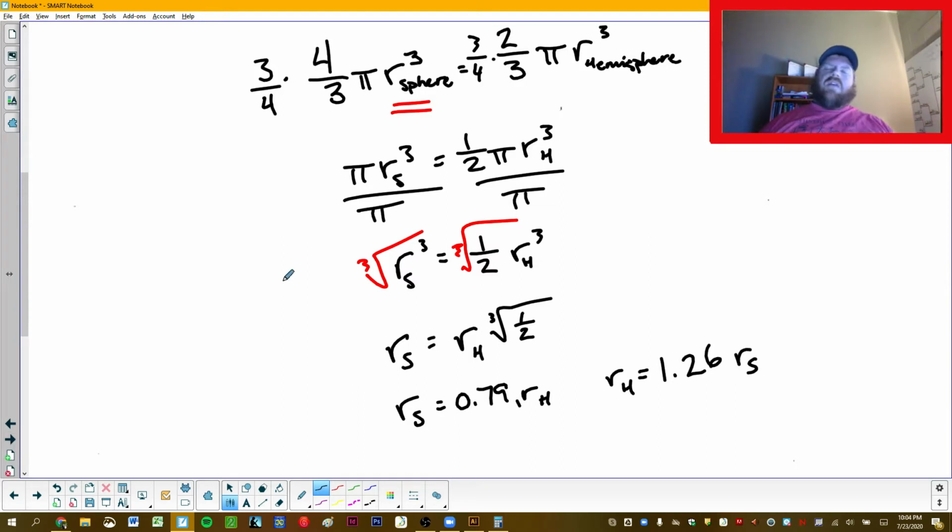And there's not a great way to extend it. You could put actual values in there and say, if I knew that the radius of the sphere was this much, what's the radius of the hemisphere? That would be a decent way. But I'll leave that option to you if you choose to do this problem.